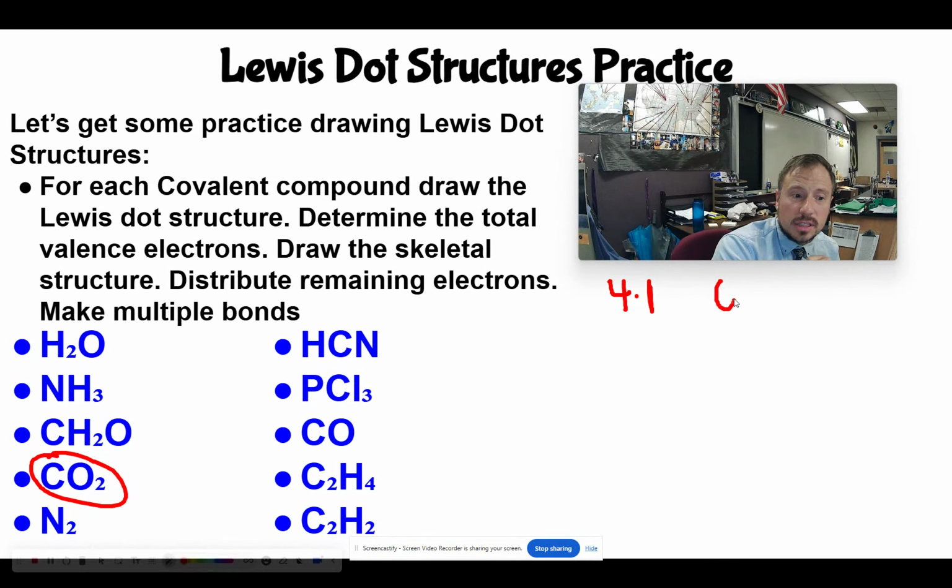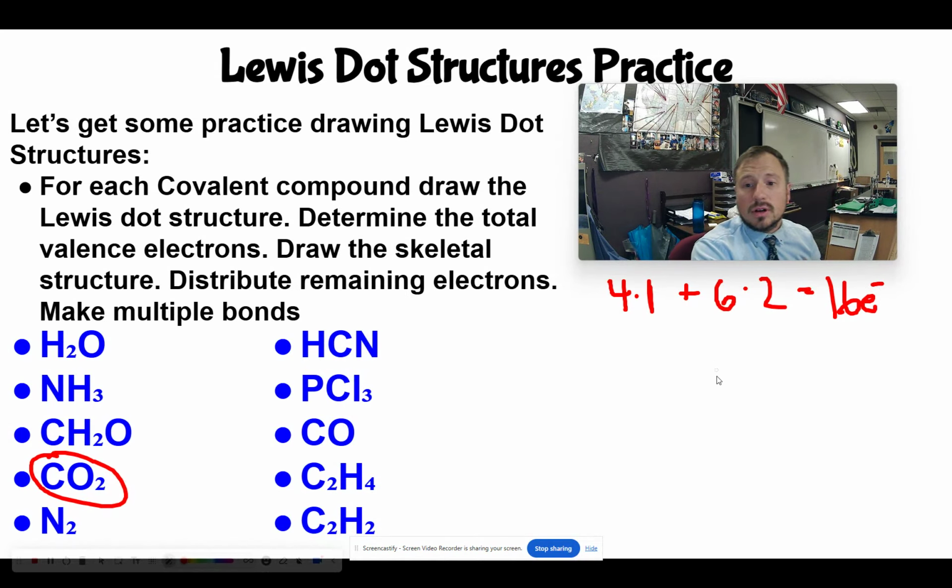Oxygen has 6, but I have 2 of them, right? So once I do that, let's see here, 6 times 2 is 12. I get 16 valence electrons. Those are the ones that I have to take care of.